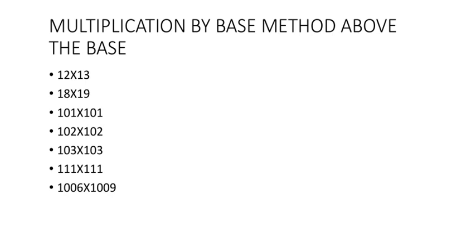So 102 cross 102, how do we do it? This is 2 more than the given base. This is also 2 more than the given base. So therefore the answer will be, when we add these two values, it is 104, and when we multiply these two numbers, it is 04. The answer is 10404.